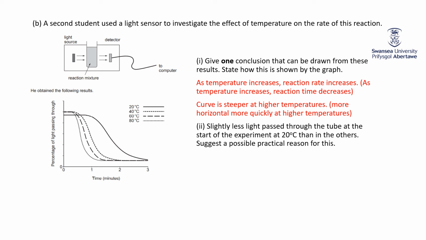And the next part, slightly less light passed through the tube at the start of the experiment at 20 degrees C than in the others. Suggest a possible practical reason for this, and that is a dirty tube or a tube not washed out properly.